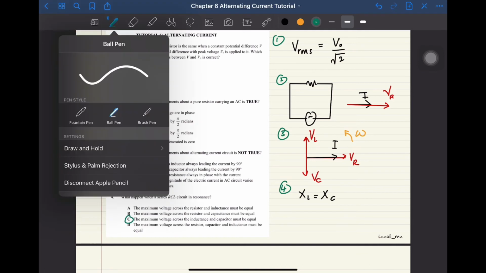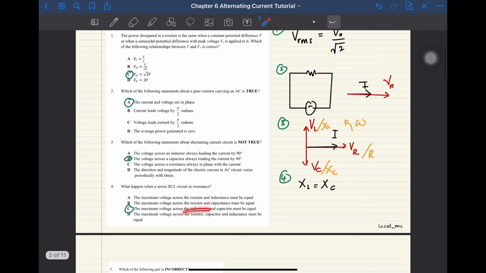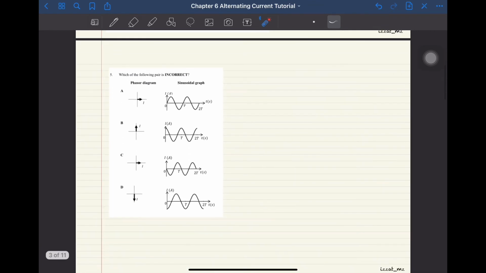Like I told you, you can relate XL and XC with the voltage. So alternatively to the phasor diagram here, I can write this one as XL, XC, and R. So you will expect if XL and XC are the same, VL and VC will be the same as well. So the maximum voltage must be equal. So the answer is C.